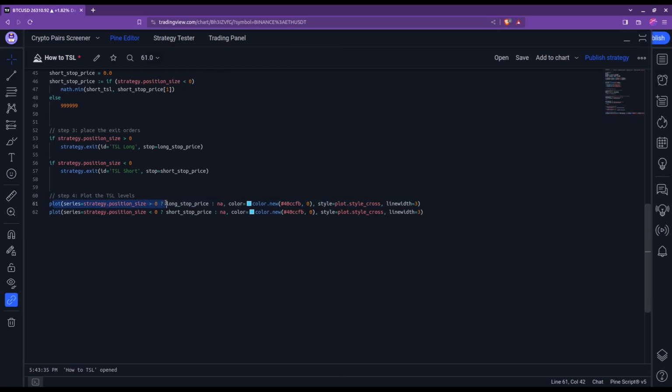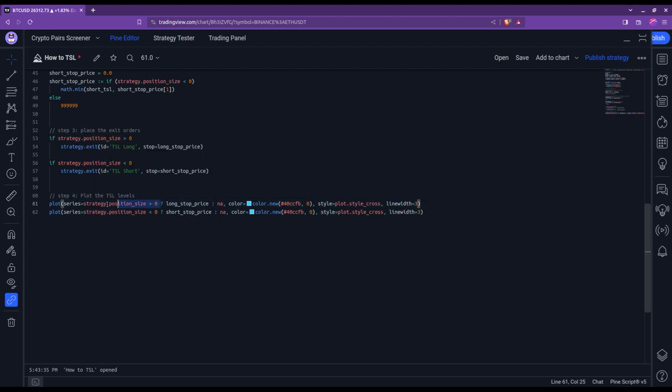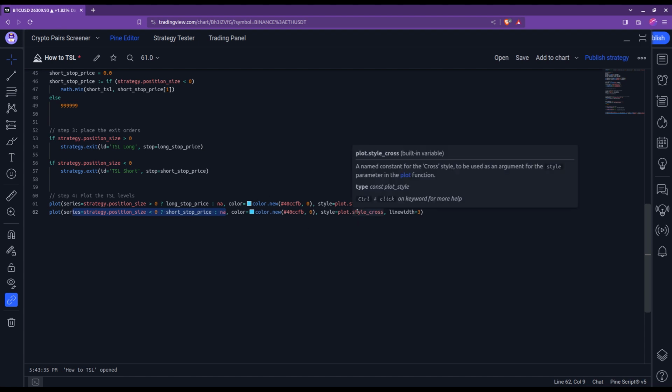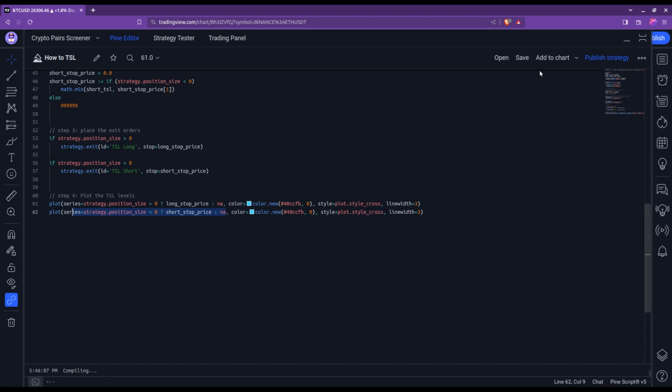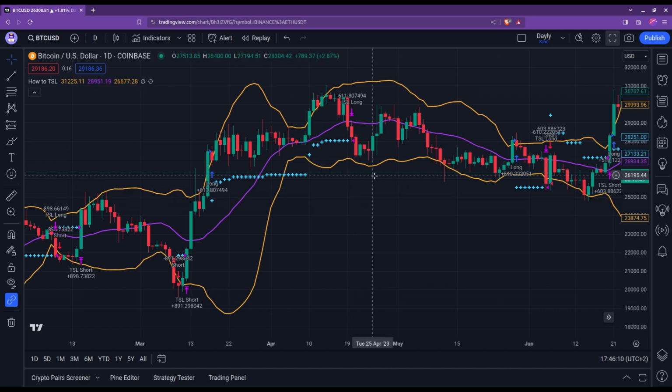Little bonus. Let's plot the trailing stop loss levels. Here we have to go for a series plot because this is a discrete computation. Basically we check if a long is open, then you should plot the long stop loss price. And if no long is open, you don't plot anything. And the same goes for the short. I chose a blue color and a style cross for this example here. So let me simply save and then add to the chart so we can have a look at how it all looks. And there we go.